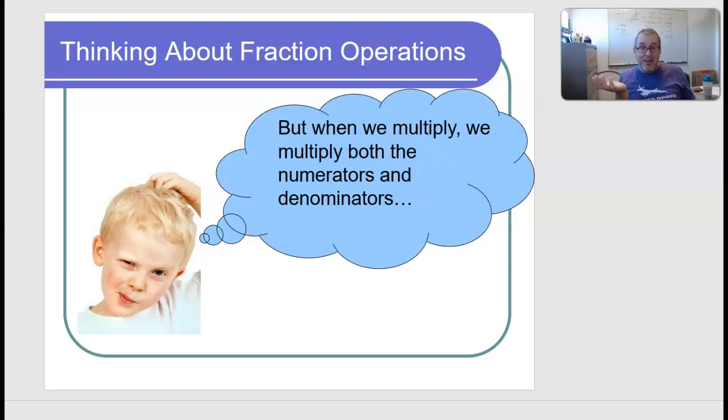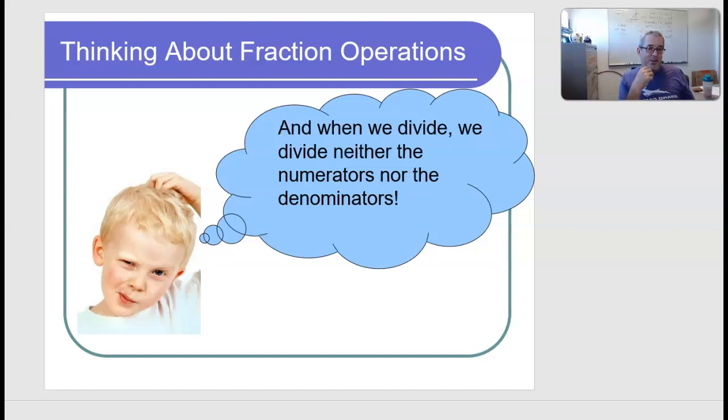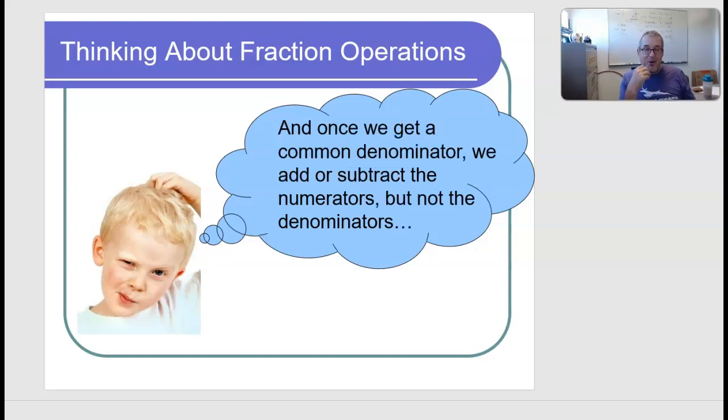And when we multiply, we actually multiply both the numerators and denominators. Maybe you remember this algorithm. You just multiply straight across with multiplication. I wonder why that is. How come we do that with multiplication, but with addition it doesn't work out that way? And then when we divide, neither the numerators or denominators. And I'll go back through this below.